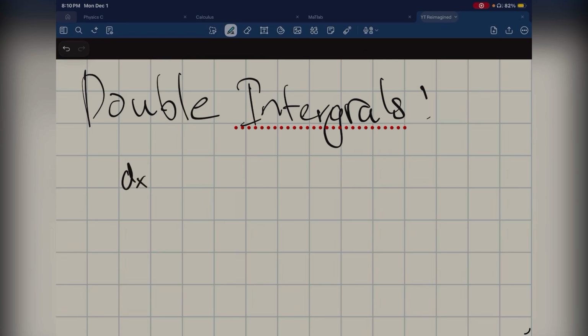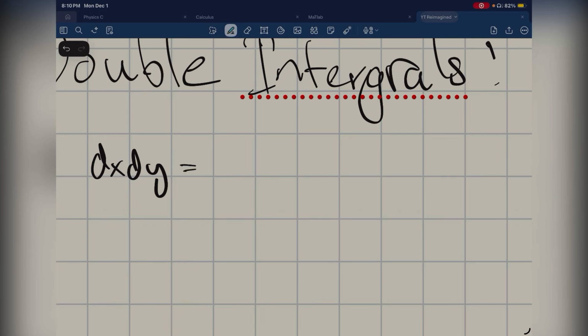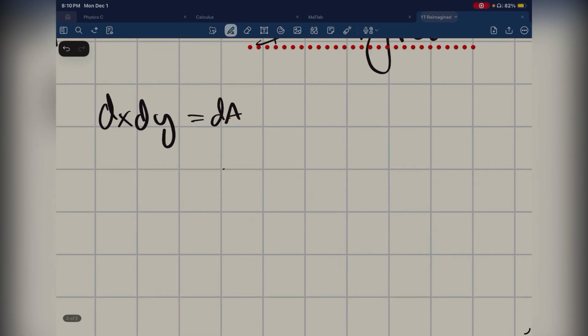Now the next step is understanding how we can change our integration components. For example, we have dx dy. Let's say that's a rectangular way of describing our dA. So this is going to be equal to dA. Remember, we had dy dx. This is a rectangle.